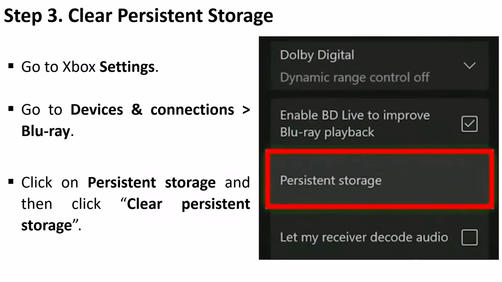Step 3 is to clear persistent storage. So go to Xbox settings, go to Devices and Connections, Blu-ray. Click on persistent storage and then click on clear persistent storage. Now if you don't see this feature in your Xbox console, then you can skip this step.